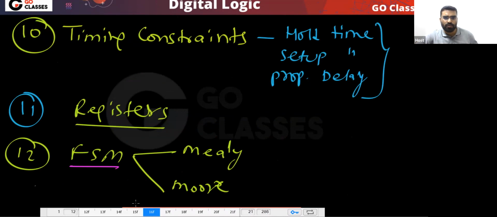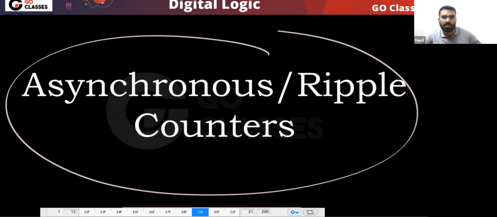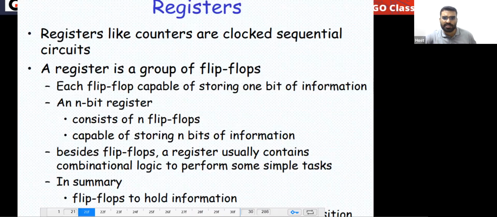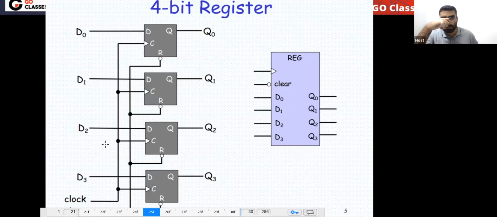Okay, so let's move on now. We will continue our discussion on ripple counters, which are asynchronous counters. We have already seen what is a register and what is a counter. Tell me, what is this register? Which type of register is this?